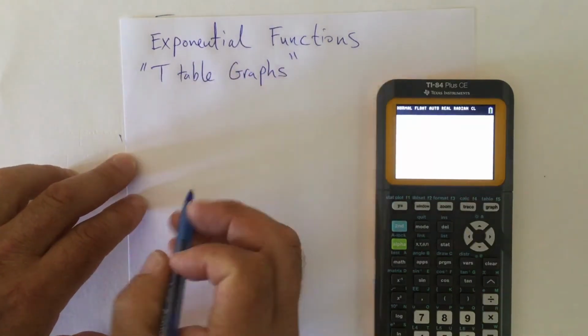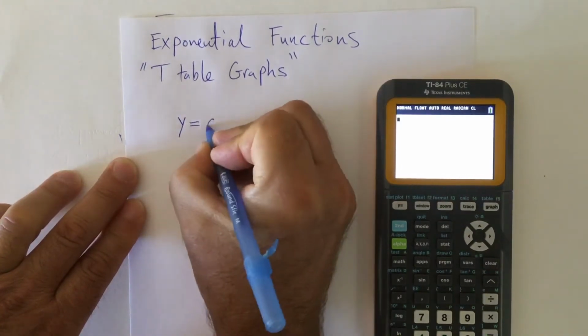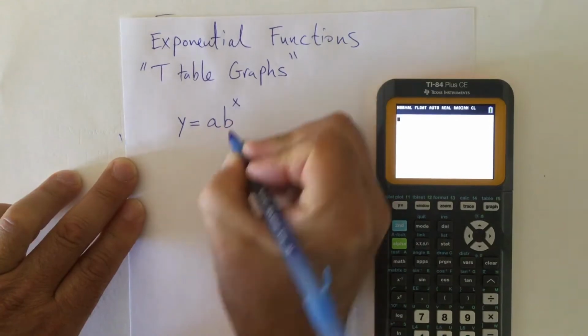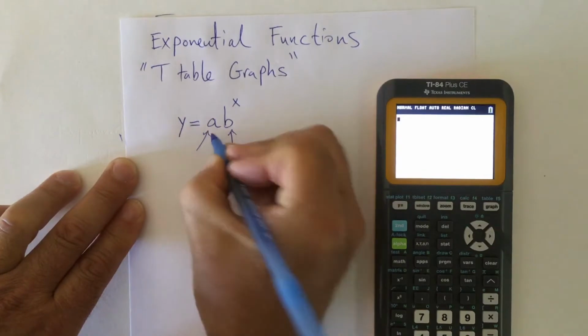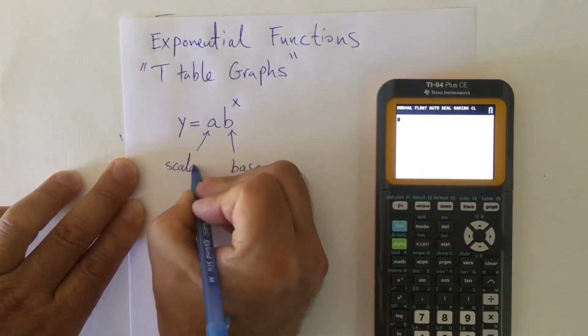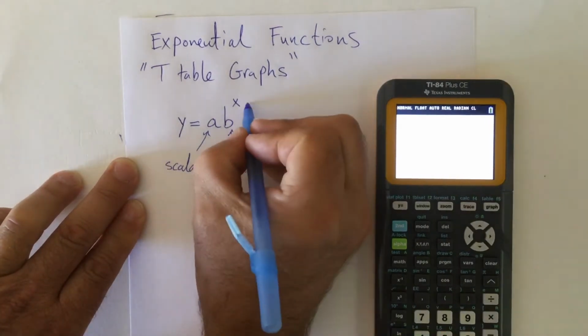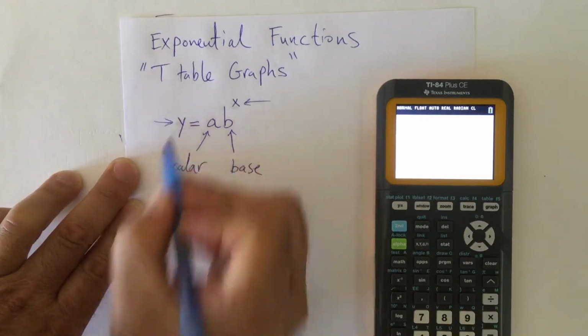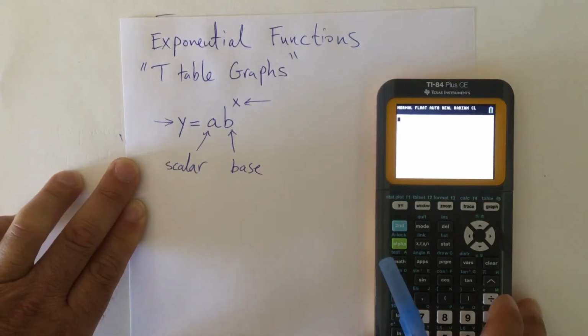We are going to graph some exponential functions, and an exponential function looks like this. This guy right here is called the base. This guy right here is called the scalar. And they can be any numbers I want to use. And of course, I'm going to plug in numbers for x, I'm going to get out numbers for y, I'm going to plot some points, and connect some dots. And what you're going to find is every exponential graph has the same type of look to it.